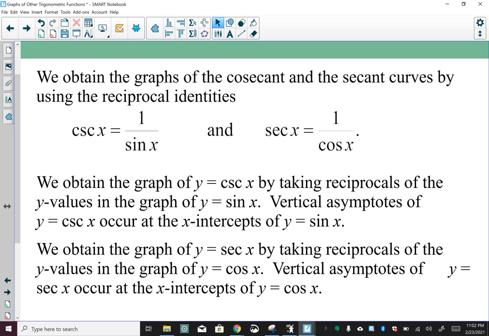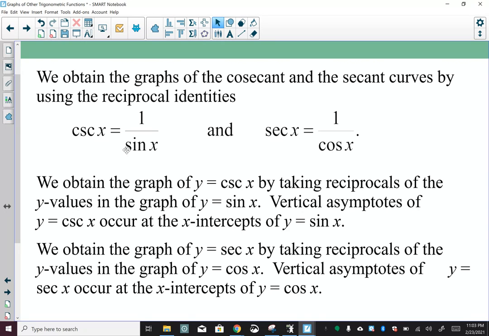The other four trig functions will always have asymptotes in them because you represent them in terms of a fraction. So remember, tangent is sine over cosine, and cotangent is cosine over sine. And then you have cosecant here, which is 1 over sine, and secant, which is 1 over cosine. Because we have these fractions, we will have asymptotes. And so we look at our asymptotes where these denominators equal 0.